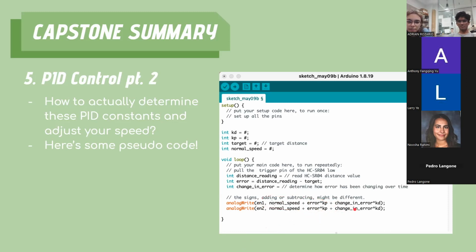For the KD, which is the constant for the derivative controller, you're going to have to calculate it. You're going to multiply it by not just the error, because it's not the proportional constant, it's the derivative.